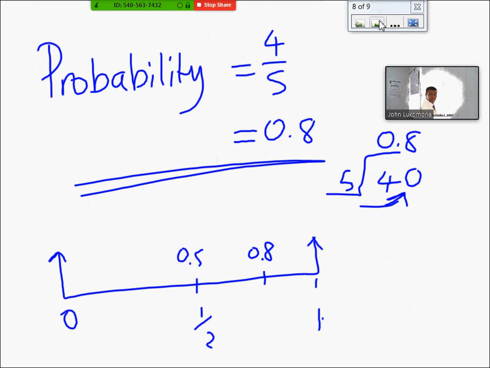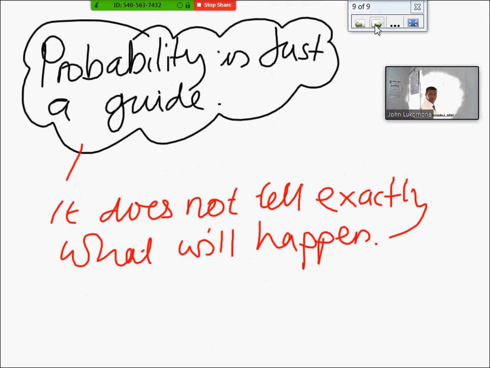And probability is also worked out as a decimal. You can use short division to get your final answer, and you can place it on the scale and see where it leans. And finally, we say that probability is just a guide. It does not exactly tell us what will happen, but you have that kind of information to help you plan.